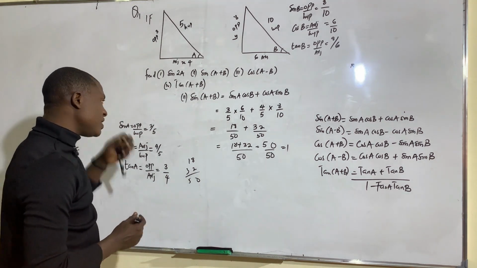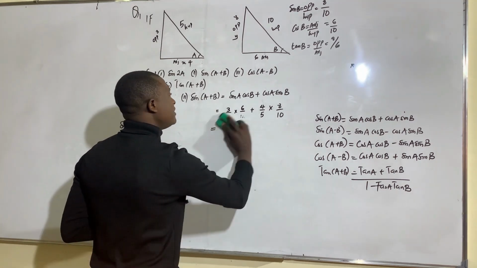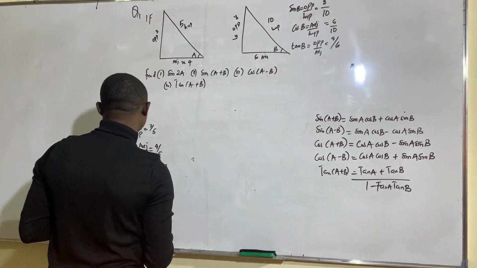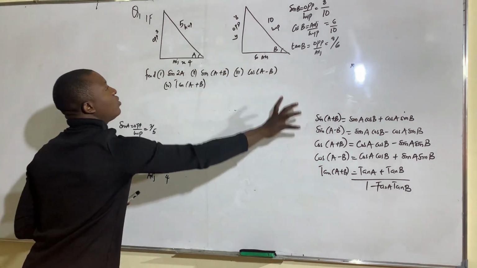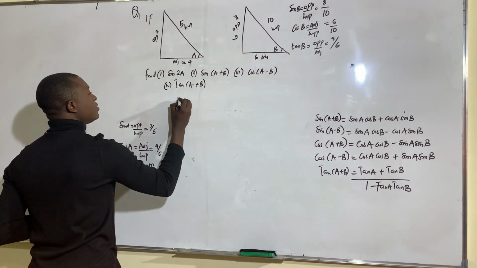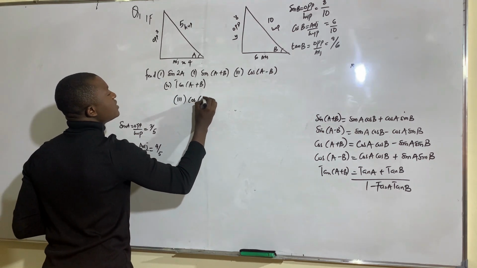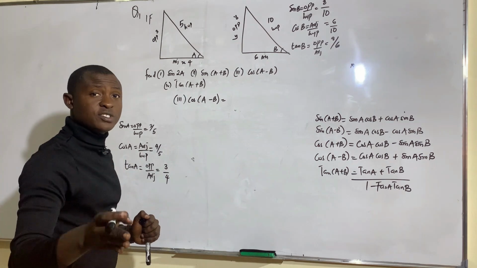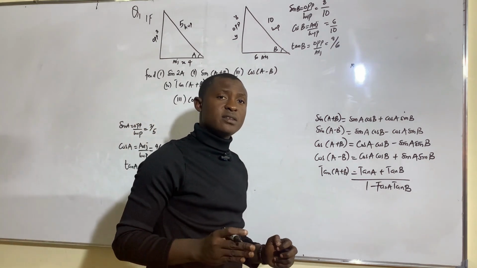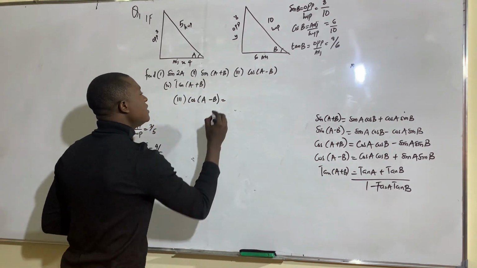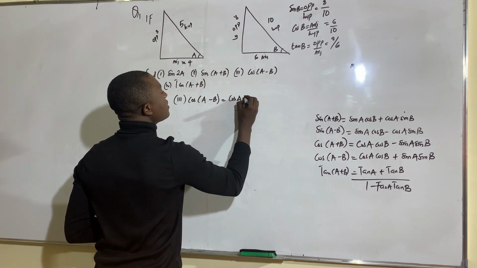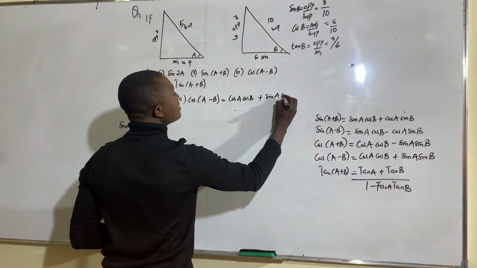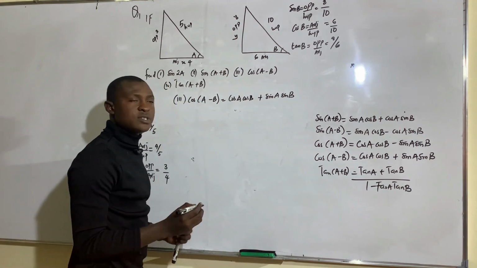They said to find cos(A minus B). The same approach. Since I already know all the values of A and all the values of B, I want to find cos(A minus B). Recall, if you have a negative, we are going to have positive, for cos. Do you remember that? So now the formula is cos A cos B, and since I have minus, it's plus sin A sin B. So let's substitute the values now.